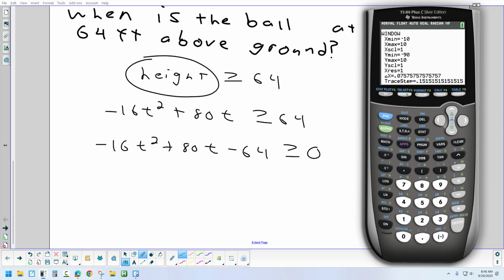Now, as far as my window, we know that time can't be negative. How long is the object in the air for? Well, we don't know that yet, because once it comes back down, then the height is at 0 again. I'll have the object going for 10 seconds, and if that's not high enough, I'll adjust it. But the height, well, ground level is the lowest we can go. And what's the highest? We don't know. Let's try going up 100 feet. So set our window.